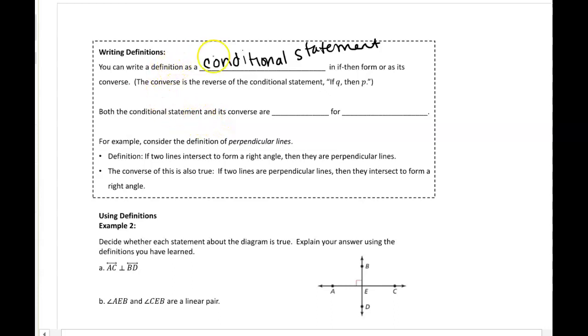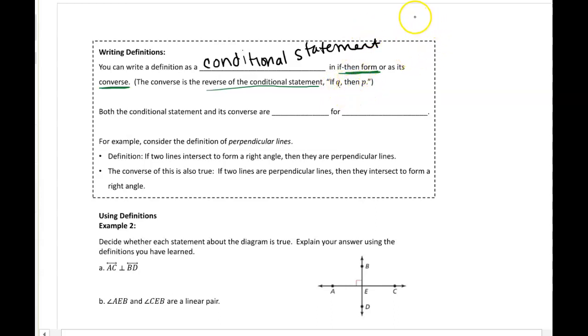Okay, now when it says we can write it in a conditional statement, that just means that we can write it in if-then form, or we can write it as its converse. The converse is the reverse of the conditional statement. So remember, the conditional statement was if P then Q. The converse is just when we flip those two. So if Q then P.